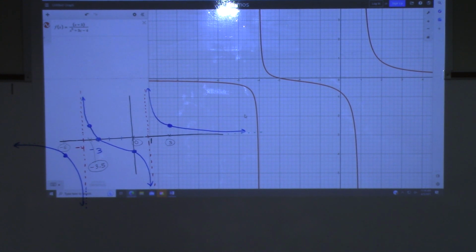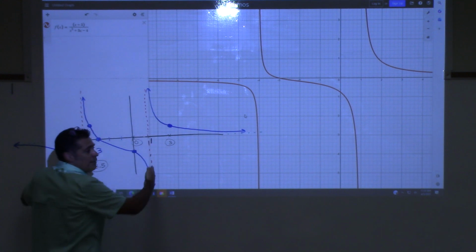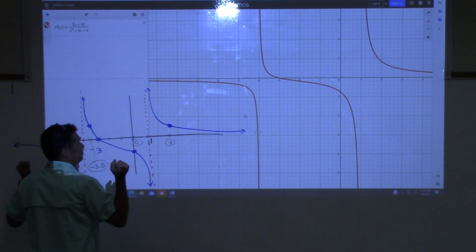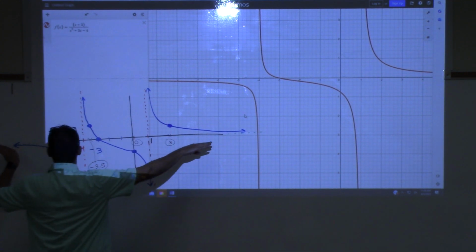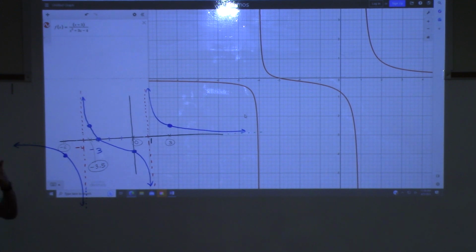I could have Desmos draw the vertical asymptotes, but remember, our vertical asymptotes are not part of our graph, right? They're there to help us draw it. If you take those out, then you have that picture. You take these green dotted things out, you get that picture. Does our graph look pretty close? Any questions?